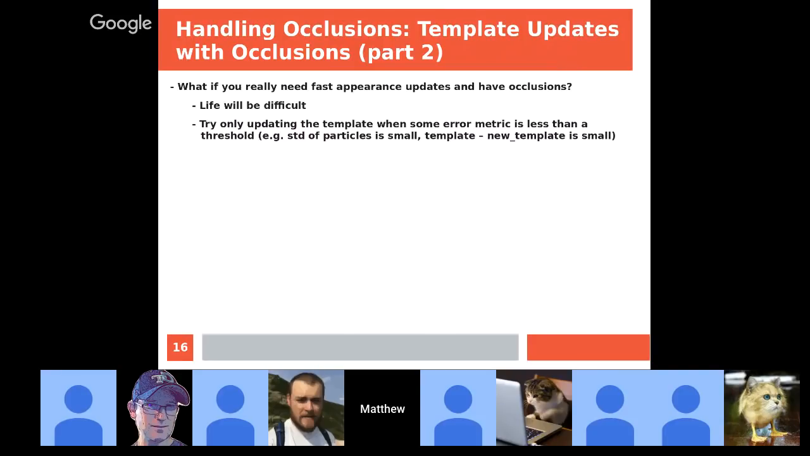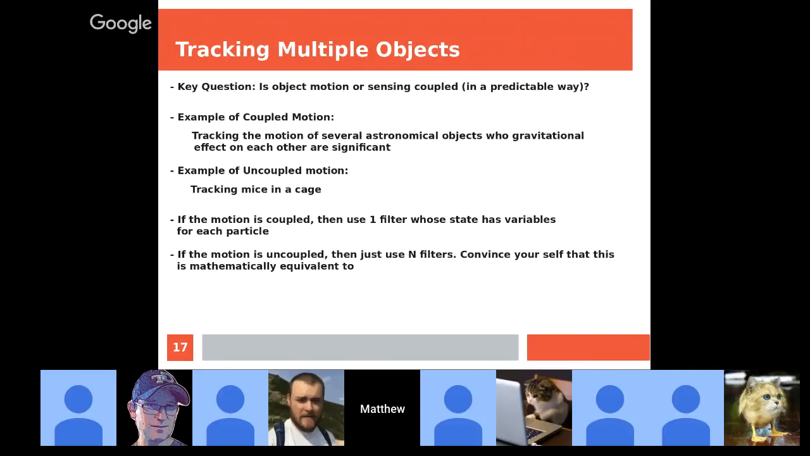We're burning through time quite quick, so I'm just going to talk briefly about tracking multiple objects. And it's quite brief because I only have one key question, which is: is object motion coupled between the objects in a predictable way? For example, do you know that if object 1 moves left, object 2 is also going to move left? An example of coupled motion is when you're tracking astronomical objects like planets or comets, and you have them in close proximity where gravitational effects matter and are significant, you have to take into account in your motion model for each the position of the others. So that's an example of coupled motion.